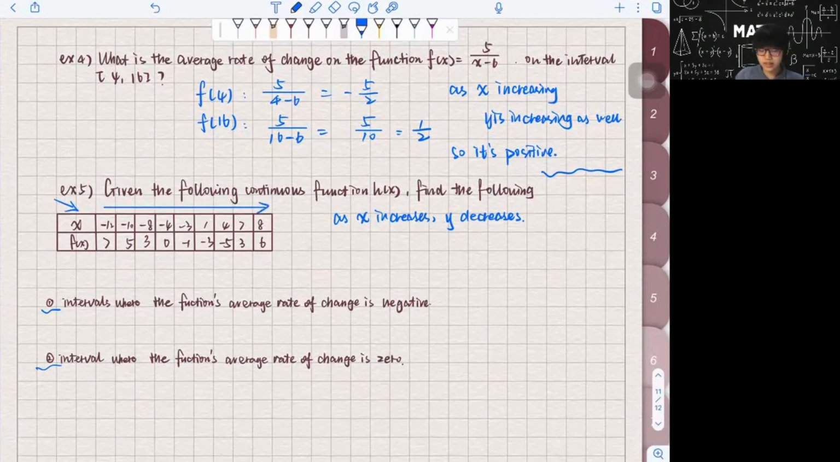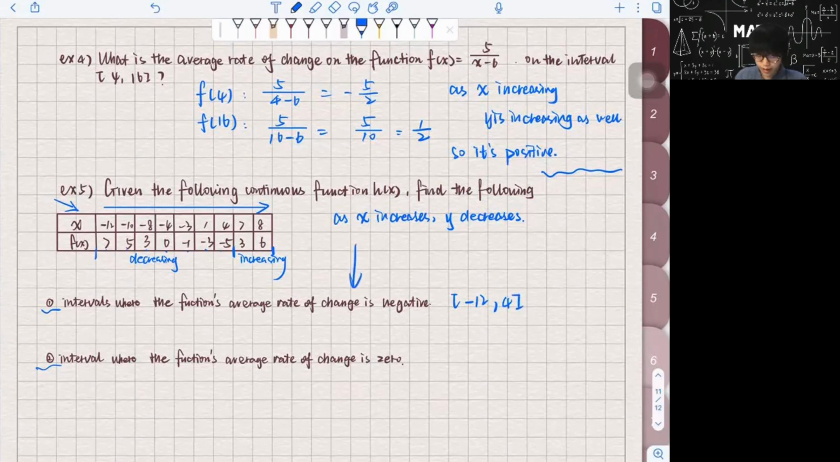this is the direction that x increases. And we can see that 7, 5, 3, 0, -1, -3, -5, it keeps decreasing. And from -5 to 6, it's increasing. So the interval is from -12 to 4.